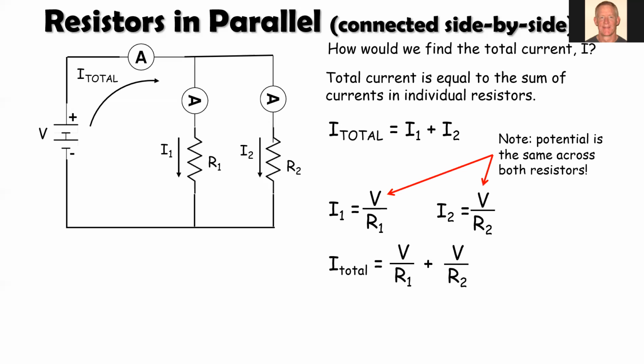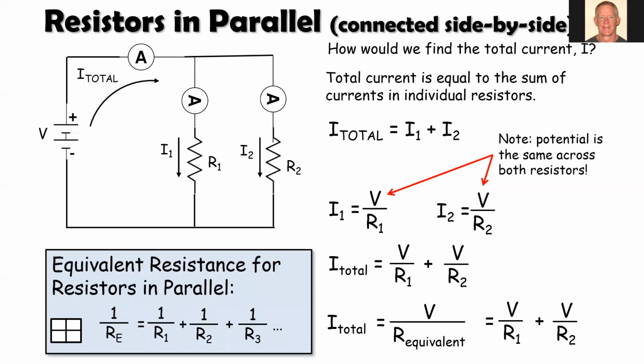So we can write the total current as the sum of this common voltage divided by R1 plus the same voltage divided by R2. So the R equivalent, you could rewrite this way: voltage over R1 plus voltage over R2. And this yields a formula that we can use to find the equivalent resistance for resistors that are in parallel.